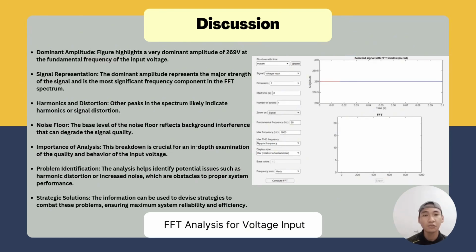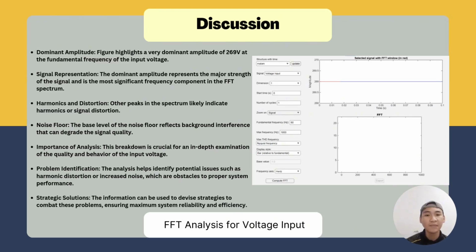As the figure shown in this slide, it can be noticed that there is a very dominant amplitude of 269 volt at the fundamental frequency of the input voltage. It gives a representation of the major strength of the signal and will in general be the most significant element of the frequency in the FFT spectrum.